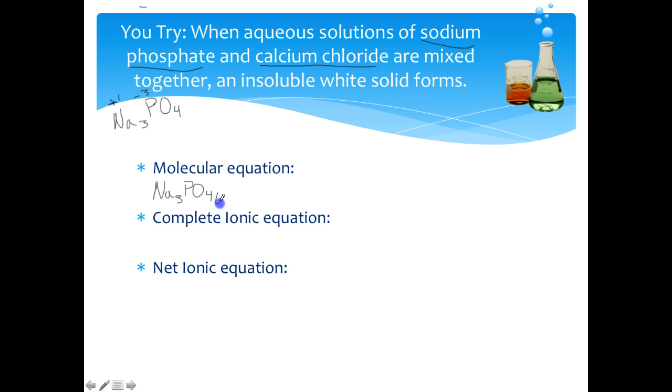Na3PO4. And again, this is aqueous because it told me in the description that it was an aqueous solution. And that is going to be combined with calcium chloride. Calcium, Ca with a +2 charge, and chloride has a -1 charge. So that means I'm going to need 2 chlorines for every 1 calcium. So that's CaCl2. Okay, and an arrow, products.